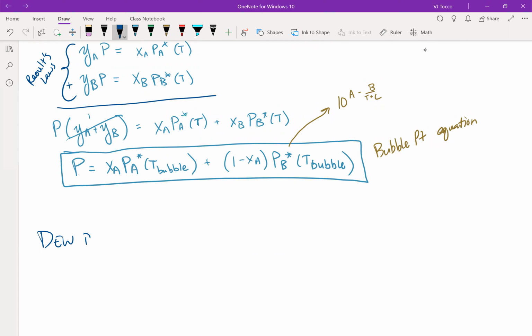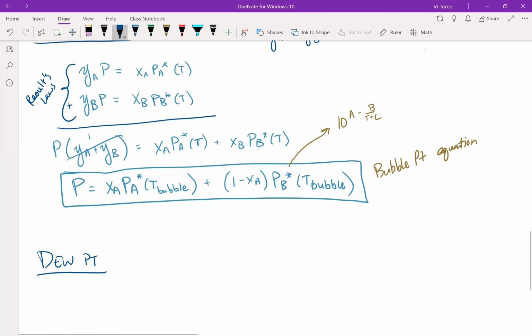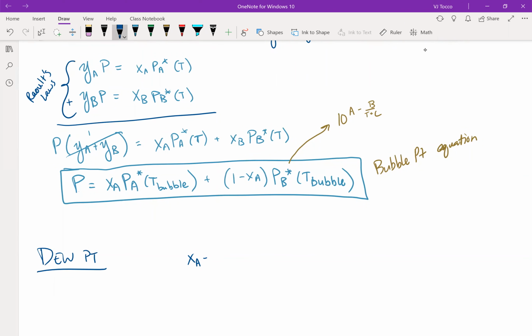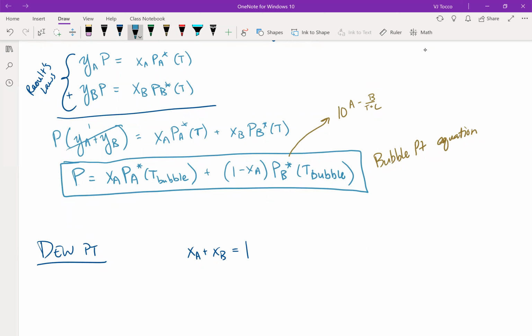For the dew point, I'm going to use the other constraint. So my constraint for the bubble point was that the sum of the vapor phase mole fractions is equal to 1. For the dew point, I'm going to say the sum of the liquid phase mole fractions is equal to 1. And in my Raoult's laws, I'm just going to simply rearrange them to be equaling XA and XB. So XA is going to be equal to YA times P divided by the vapor pressure PA star of T, and XB is equal to YB times P divided by PB star of T.